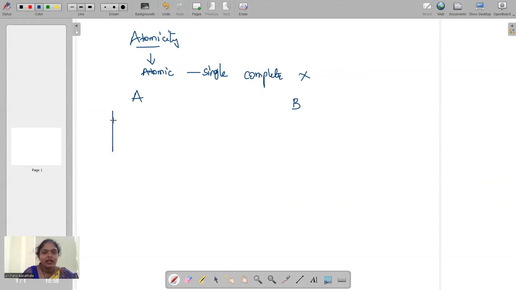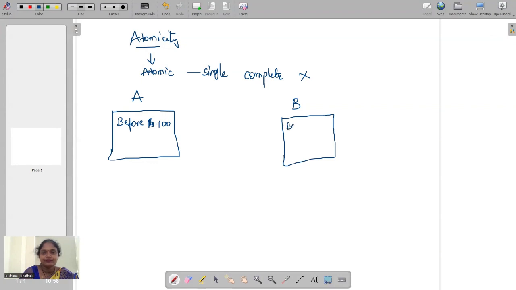Now person A has the amount of rupees 100 in his account and person B also has the amount of rupees 100. Now person A wanted to transfer the amount of 50. So this can be treated as one particular transaction.